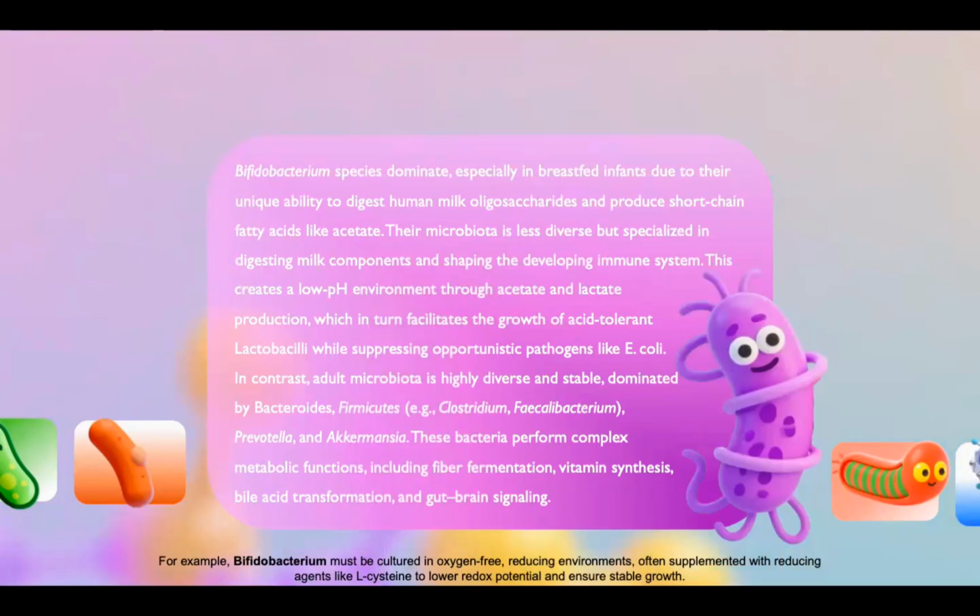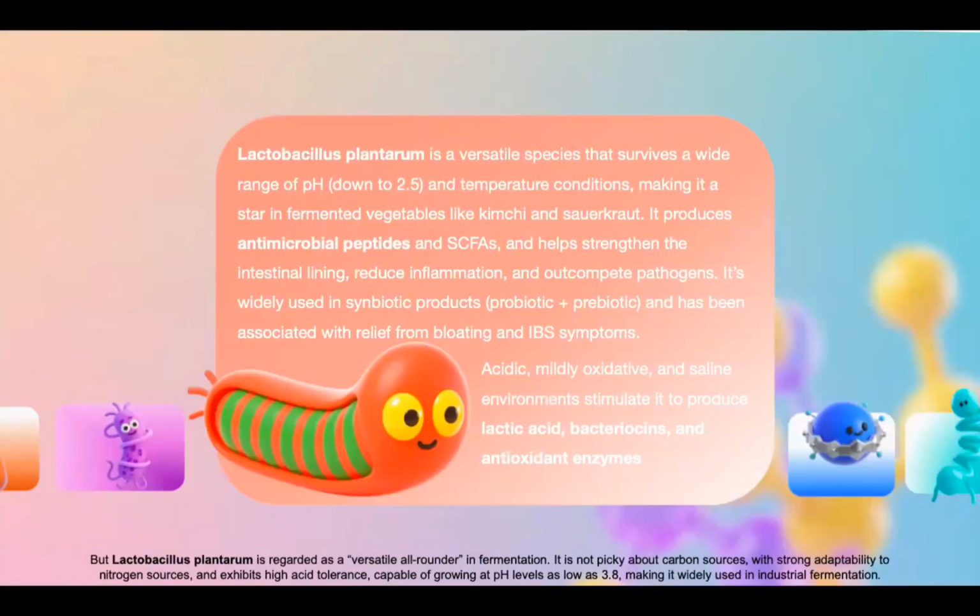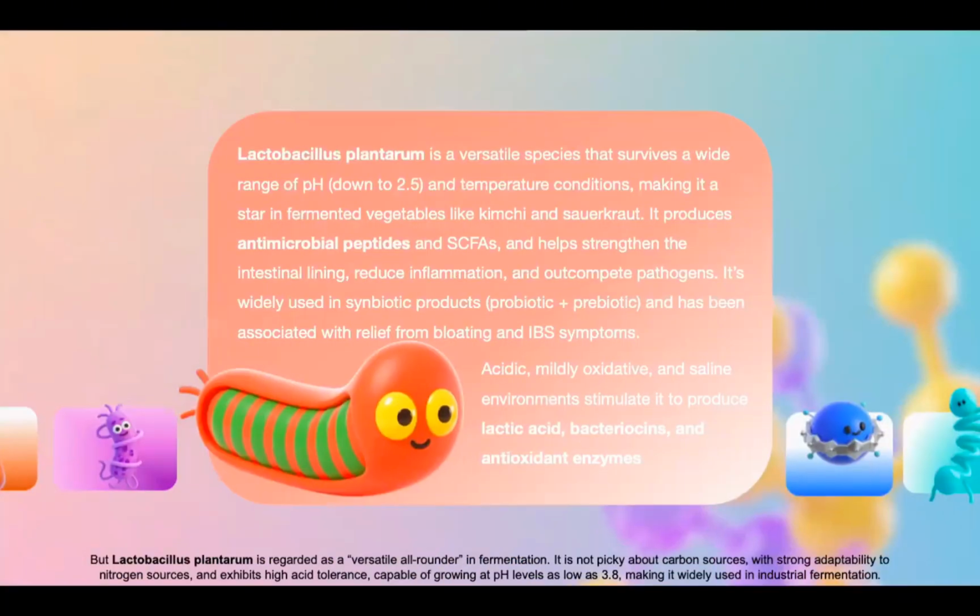Culturing these strains requires strictly anaerobic, oxygen-free media, often supplemented with reducing agents like L-cysteine. In contrast, strains like Lactobacillus plantarum are generalists, capable of utilizing diverse carbon and nitrogen sources and tolerating low pH, making them ideal for robust industrial fermentation.